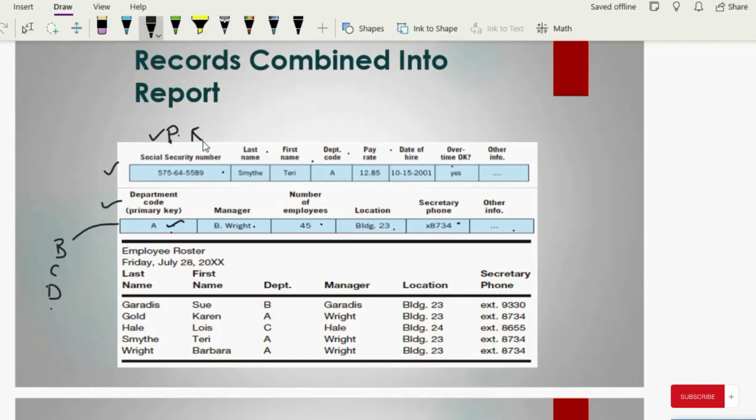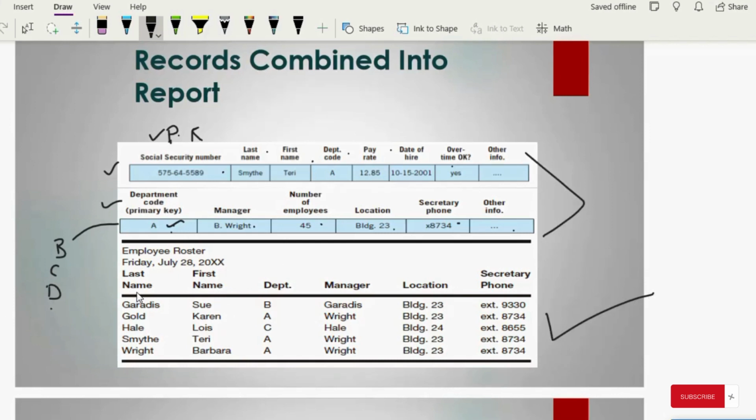Now if, for example, you want to extract a third table, or a record, or a file which contains the names of the employees, and you also want to see which department they belong to, who their managers are, what their work location is, and the contact person in that department, these two tables will be used to extract this information.